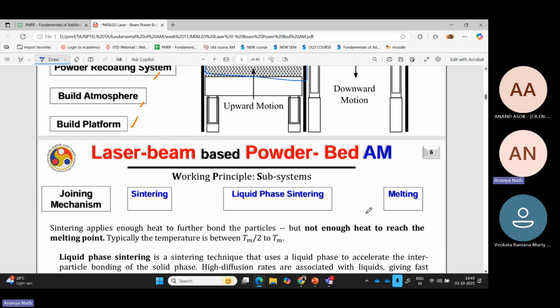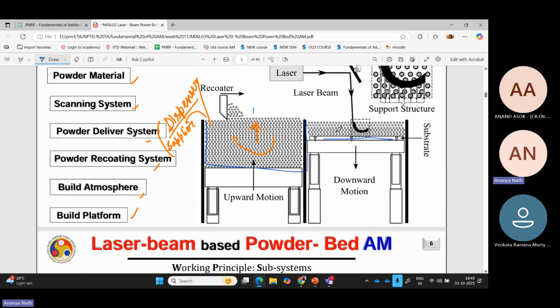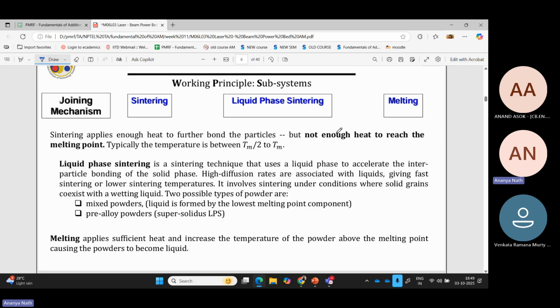So now this is my dispenser, this is my build plate, and we have understood this thing. Now the joining mechanism can be of three types: sintering, liquid phase sintering, and melting.